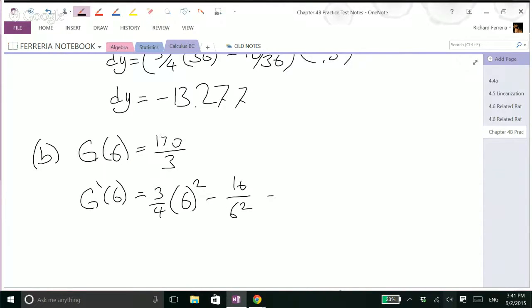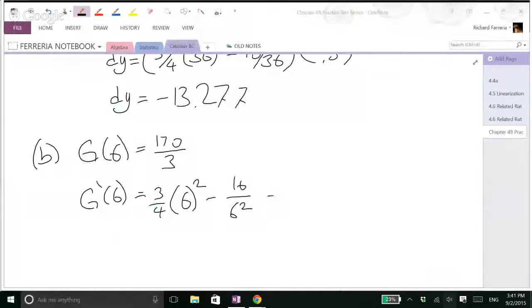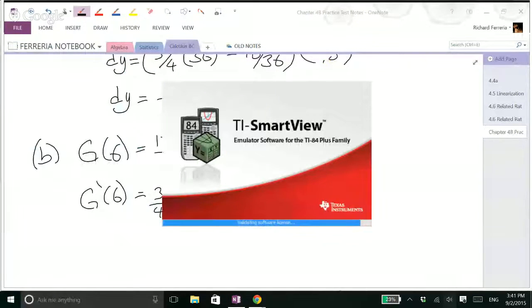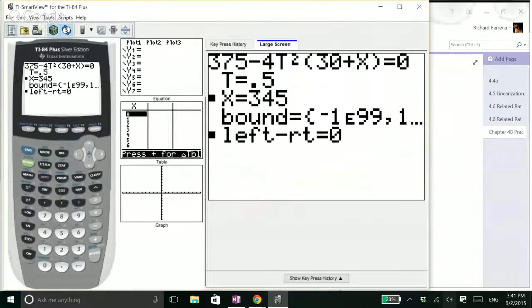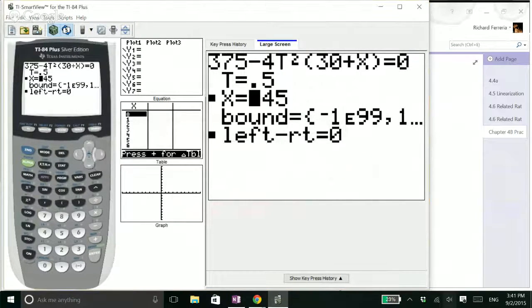And let's give a few minutes to calculate that. Maybe I should calculate that too. Wouldn't it just be 13.277 times 2? No, because times negative.